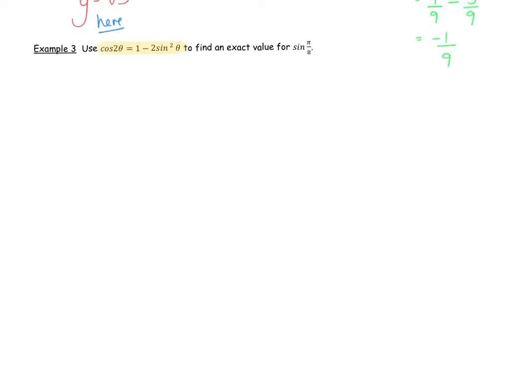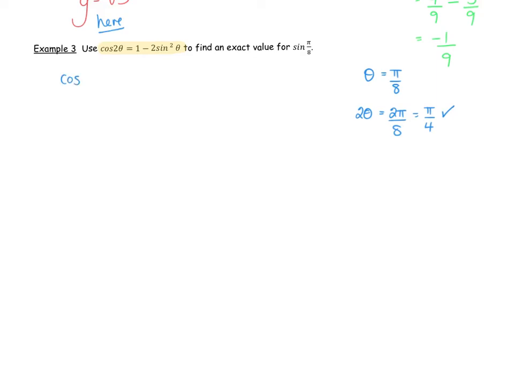So we're trying to find sine of pi over 8. In other words, our angle in our question, theta, would be pi over 8. And of course, I hope you can see that 2 theta would be 2 pi over 8, which is pi over 4, which is always good because it relates back to a special triangle. So that's sort of the advantage here. So we're going to use this formula. So let's apply this formula.